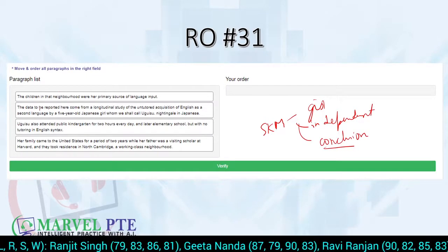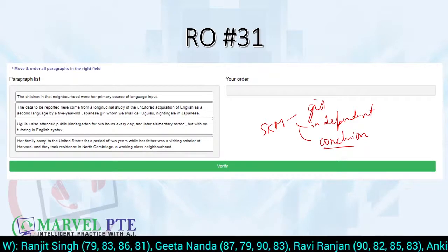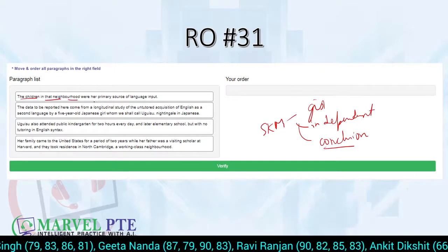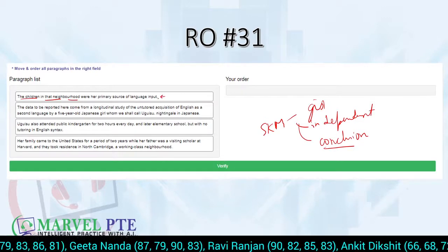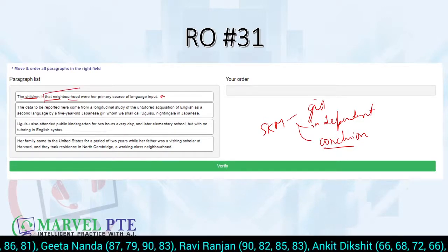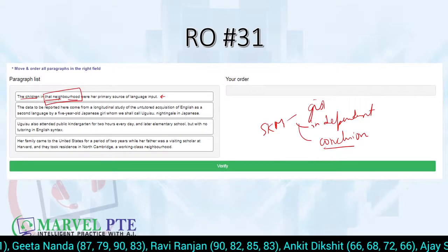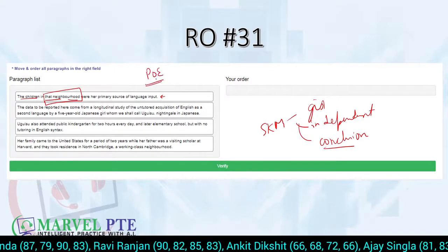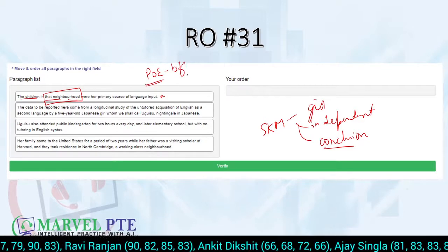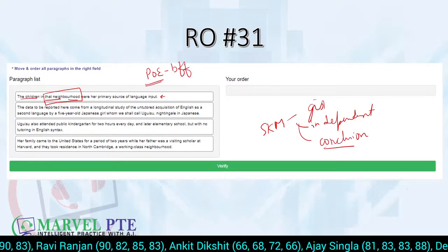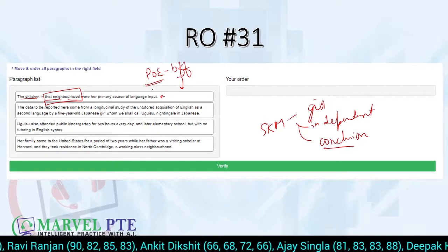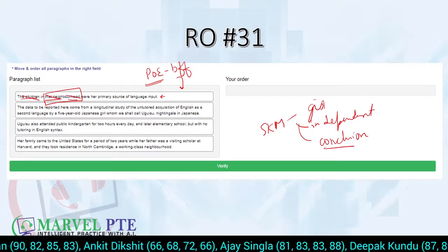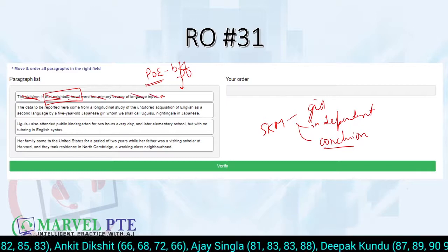So let's see. Which of these will be independent line? The children in that neighborhood were her primary source of language input. That neighborhood means that neighborhood must already have been defined. So what we are going to use is the process of elimination. I call it best friend forever. In this we eliminate the wrong options until we find the right answer. So that's why this cannot be your independent line.